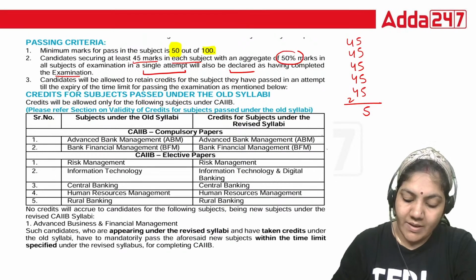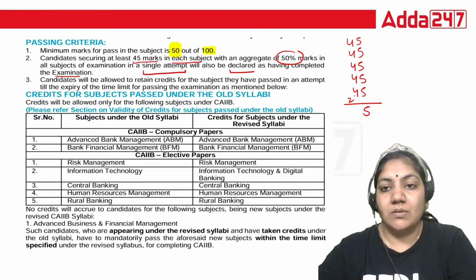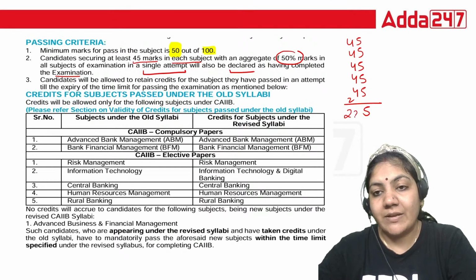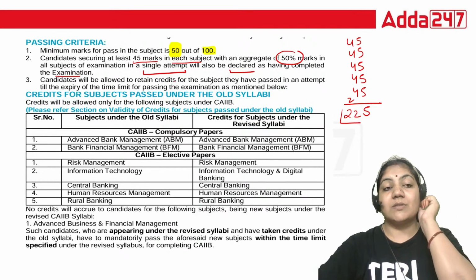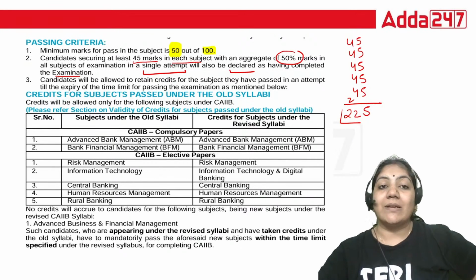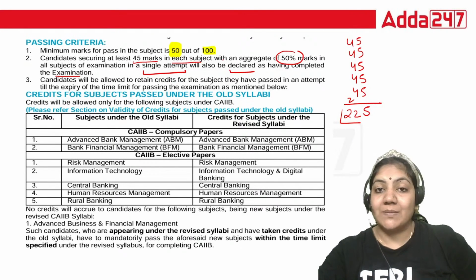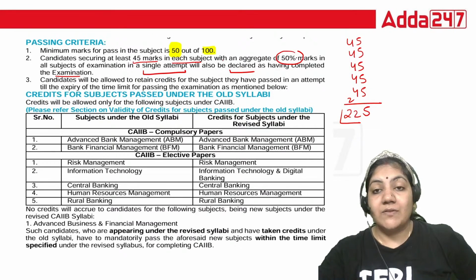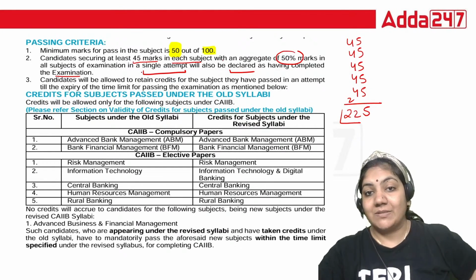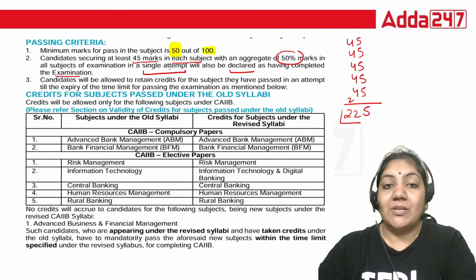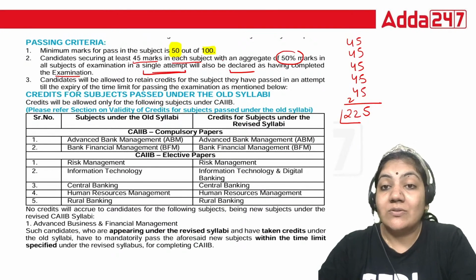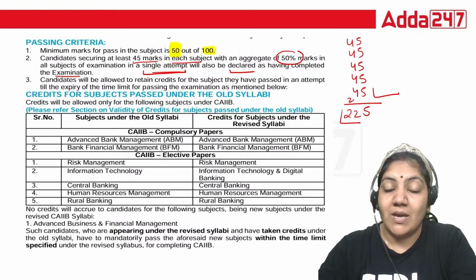This is very important to know. So you have a total of 225 marks. This is your second point: a candidate securing at least 45 marks in each subject with an aggregate of 50% marks in all the subjects of the examination in a single attempt will also be declared as clear. Otherwise, 50 marks you have to score.